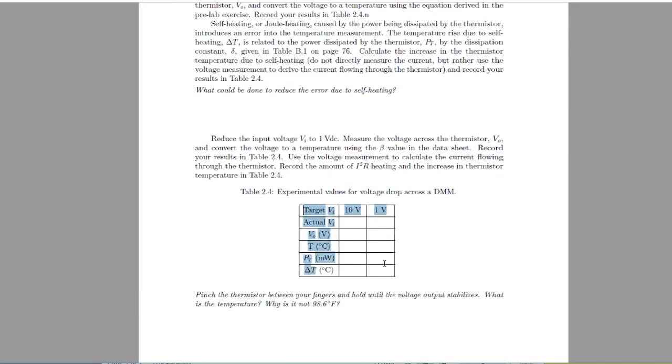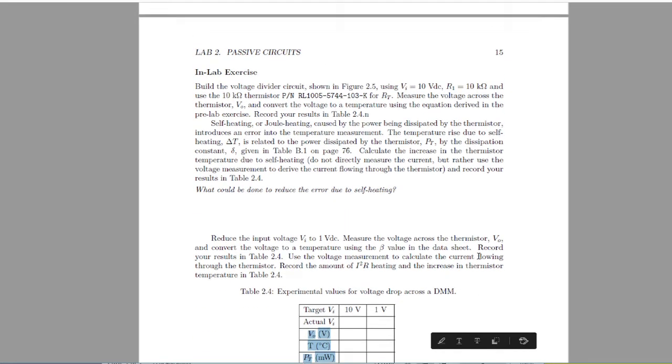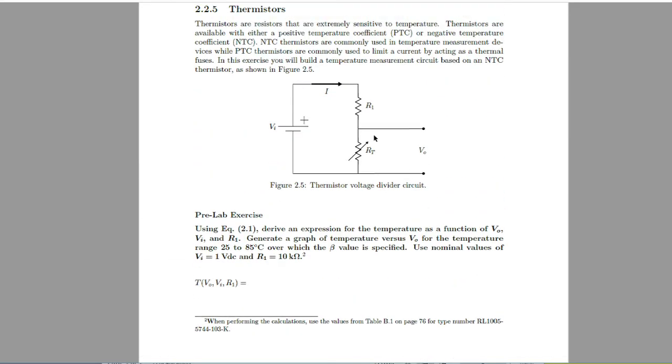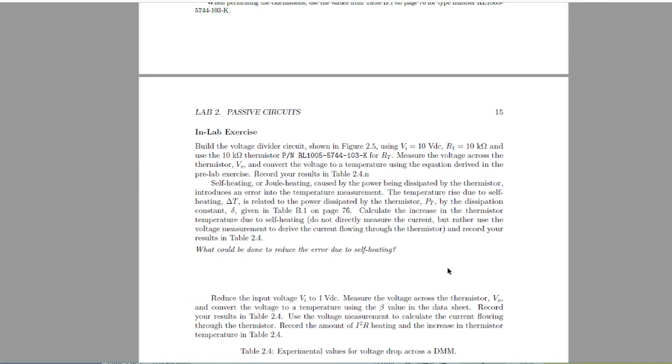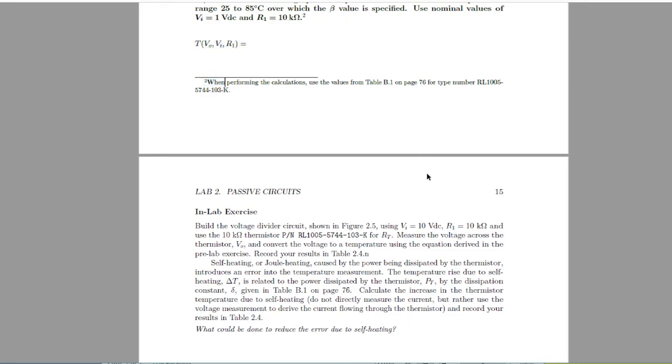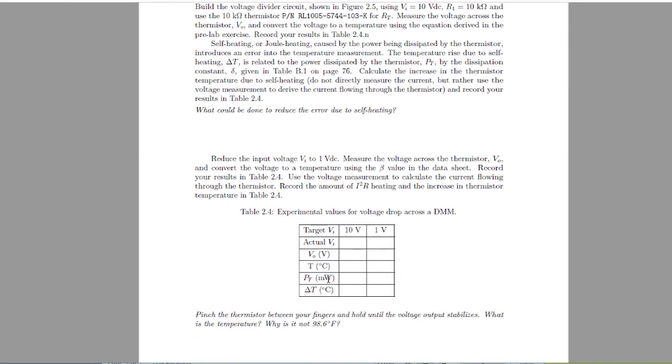Then the last section here, we're going to give you input voltages. We're also going to give you what the voltage drop across the thermistor was. And using this equation that you've come up with, we want you to tell us what temperature the thermistor is at, how much power is being dissipated, and then using the power, how much it heated up.